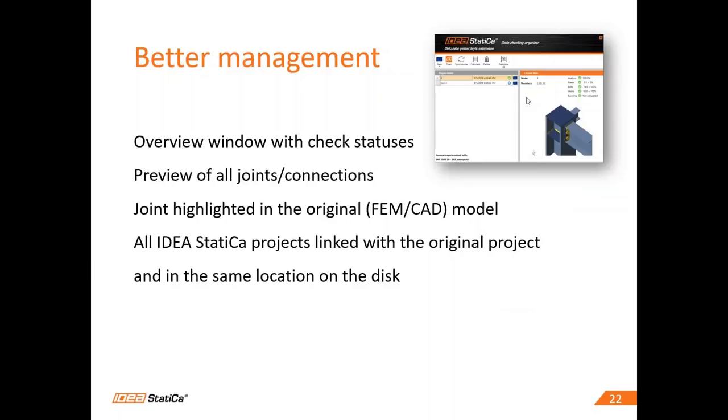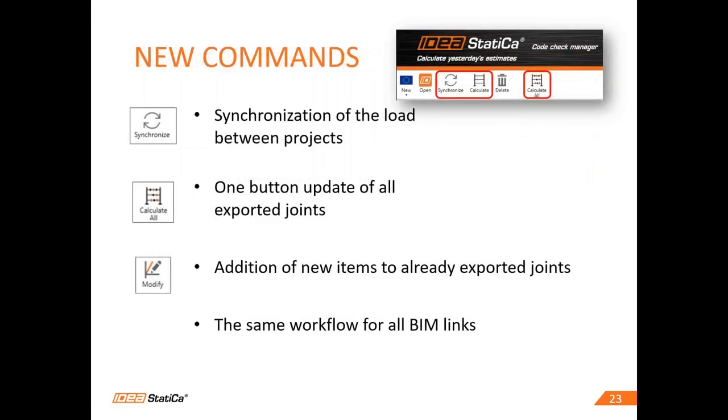As I already mentioned, we have prepared a new overview window with a preview of all joints and connections. We can easily highlight the designed joint in the original finite element or CAD model in the original application. And we have, let's say, put all projects in the same location as the original project from which we imported the connections. We also prepared new commands to simplify the workflow, so we can easily synchronize the projects. We can calculate or recalculate all projects just by one button. And for the CAD applications, we can modify the imported connections, or let's say update the exported connection.